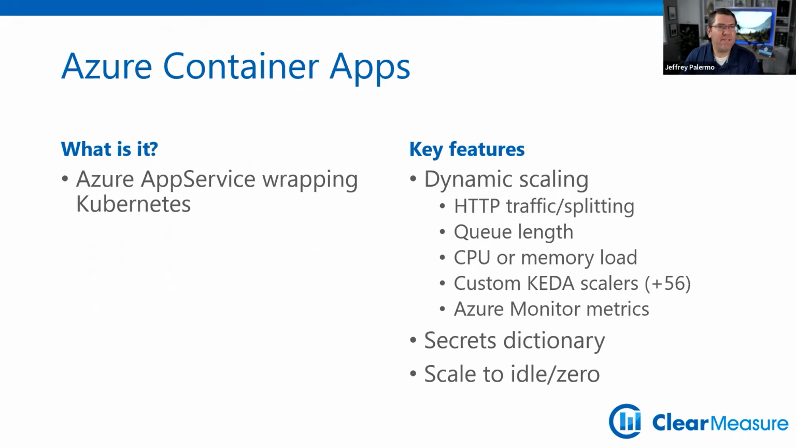And let me talk about KEDA, Kubernetes event-driven autoscaler. You know, the built-in HTTP scaling and queue-length scaling and CPU scaling, that's interesting. But the custom KEDA scalers give you 56 more avenues on when you can automatically scale to multiple instances of your containers running. And that's just like having multiple instances of an app service, multiple server instances of an app service. So you have a web farm, same thing, multiple of a particular container scaling.